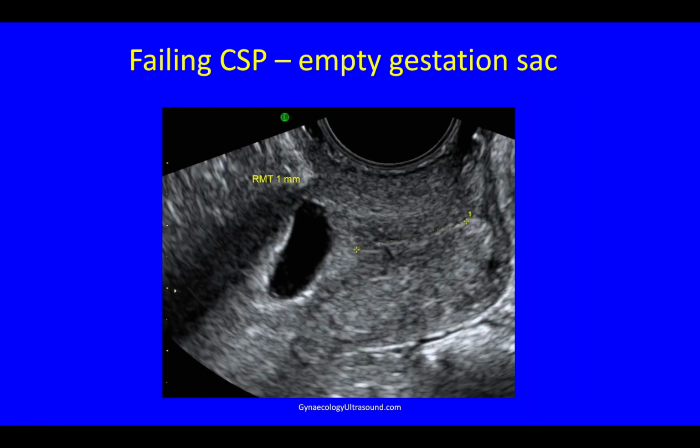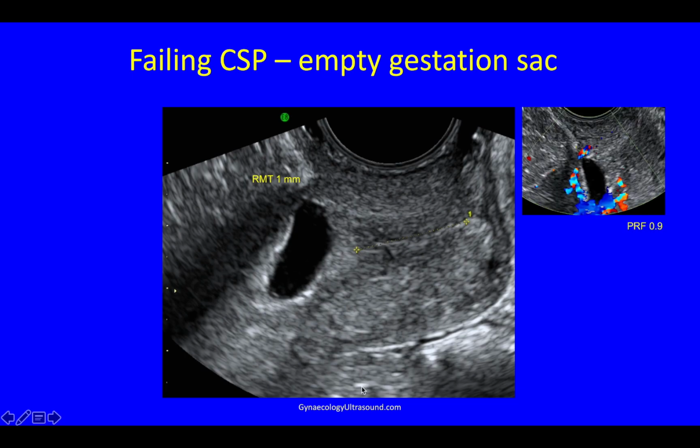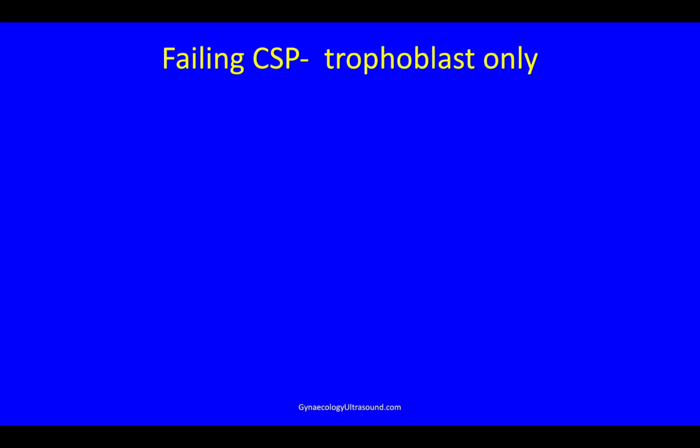So a scar pregnancy might just be an empty gestation sac, as in this case. We've got an empty uterine cavity, an empty cervical canal. This was embedded, it didn't move on pressure. The overlying myometrium is only 1 millimeter, that's very thin. And with colour Doppler, you can say that it's actually implanted there, possibly with some posterior placentation. On repeat scan, this sac remained empty at 10 weeks, and she had an uneventful surgical management. So that's a failing scar pregnancy.